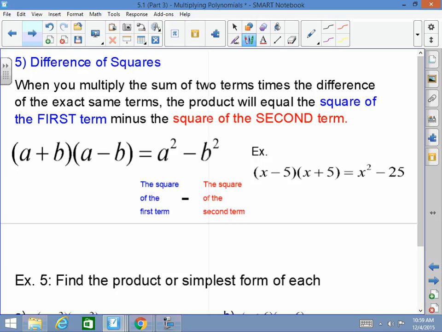Are they both the exact same numbers, the only difference being a negative and a positive? So take the first term, which is x, and square it. Take the second term, which is 5, square it, and subtract the two, and you're done. Or you could do it the long way. Your choice. But I promise you, learning it now will benefit you later.